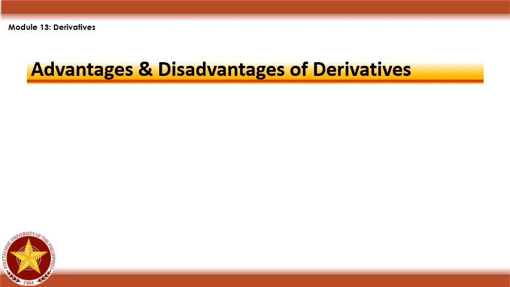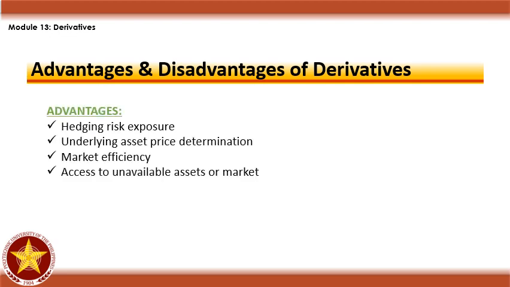So, bakit ba yung mga tao, bakit ba na-invento tong derivatives na to? So, there are actually advantages. Number 1 is hedging risk exposure. So, para ma-minimize mo yung risk mo, hanggang dito lang yung kaya kong risk. Underlying asset price determination is also a subsequent advantage of having derivatives kasi nalalaman mo yung price nung underlying mo. Market efficiency and access to unavailable assets or market.